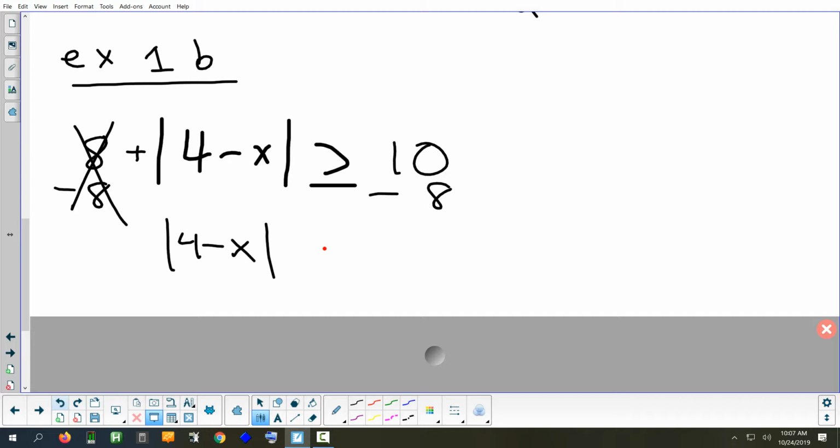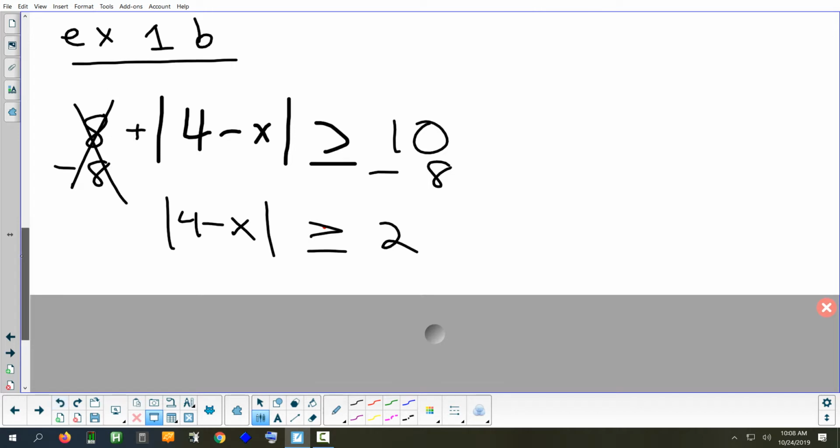Sign, flip it or keep it the same? Keep it. What did I do on each side? I subtracted 8. Is subtracting 8 a rule for flipping? No. Subtracting is never a rule for flipping. Okay. 10 minus 8 gives me 2. Now, is the absolute value by itself?